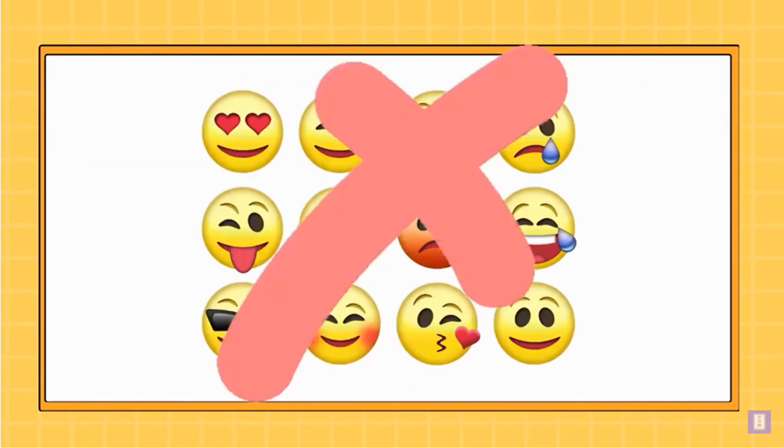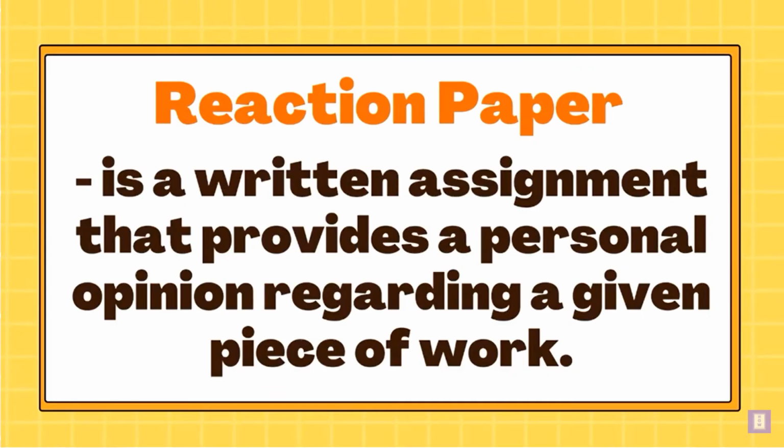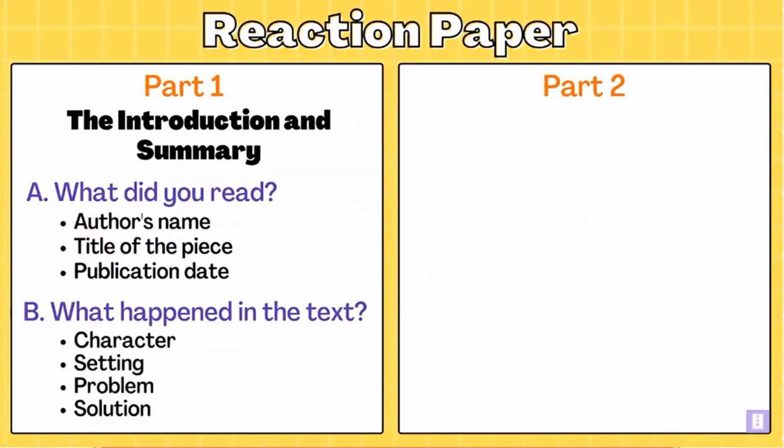But instead of emoticons, what we use to express our reaction is a reaction paper. A reaction paper is a written assignment that provides a personal opinion regarding a given piece of work. To make it easier to visualize, we will break down the reaction paper into 2 parts. Part 1. The introduction and summary. The first part of your paper will include the quick objective summary of your work that you're reacting to.